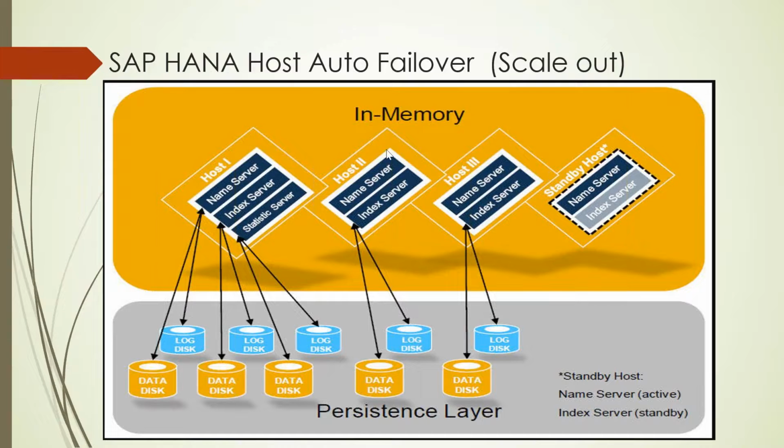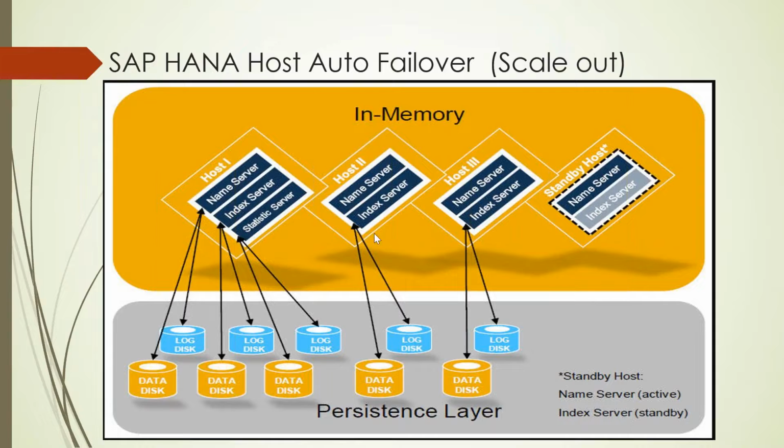If you see this, it is the worker nodes. Host 1, host 2, host 3 are the worker nodes, that is the active nodes, and this is the standby node. On the standby node, only the name server is active, and the index server is always inactive. If you remember in the architecture lecture, the first or second lecture, I explained about the name servers. The name server does the auto failover in the scale out scenario in host auto failover.